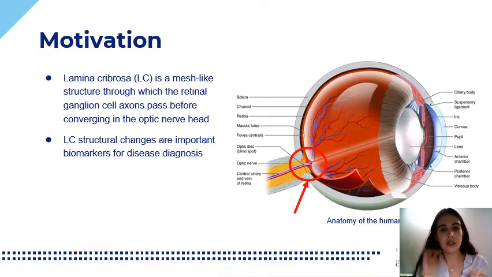Now, these structural changes have mainly been studied in the context of glaucoma. However, the lamina cribrosa is like a window to the systemic system, so changes in its structure can also be representative of non-ophthalmic diseases like Alzheimer's, diabetes, Parkinson's, and multiple sclerosis, among others.